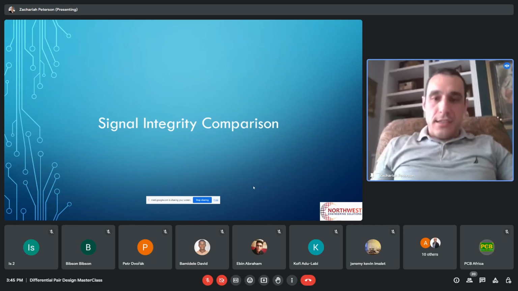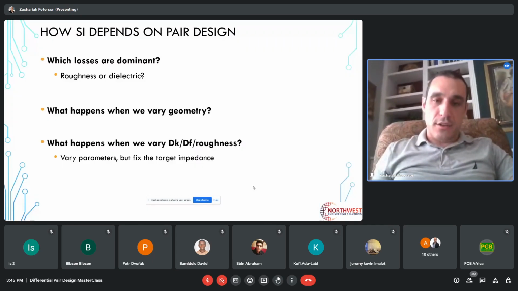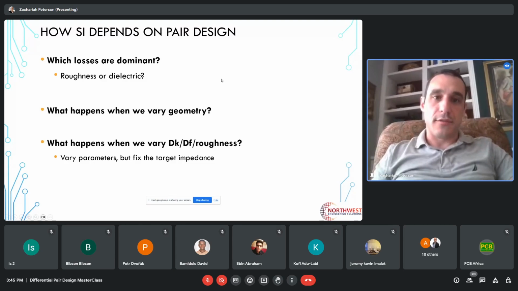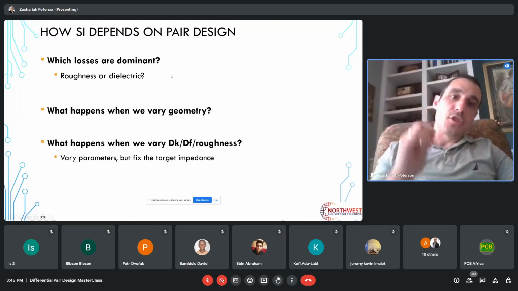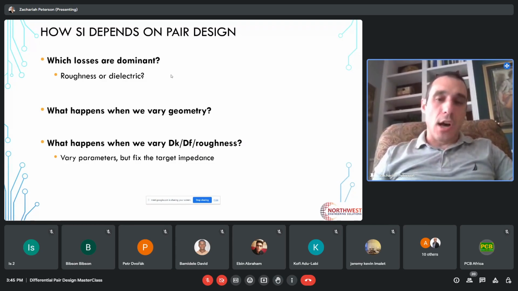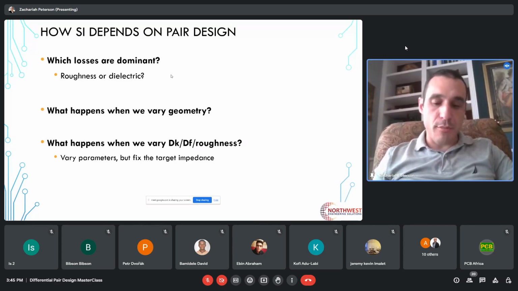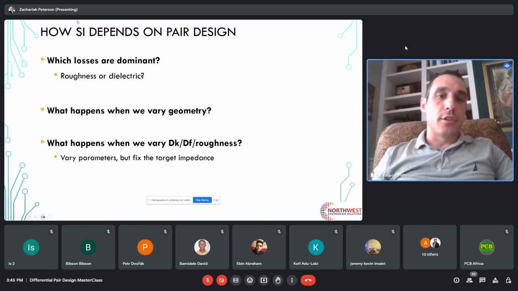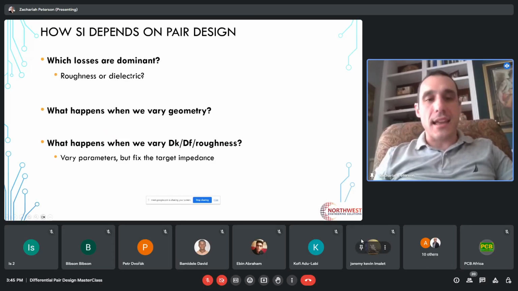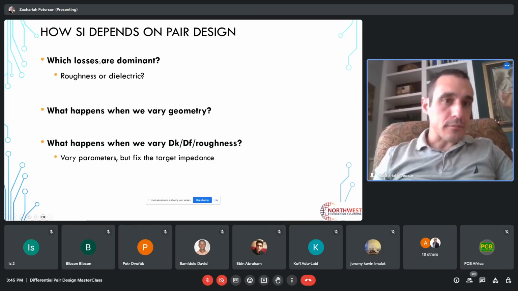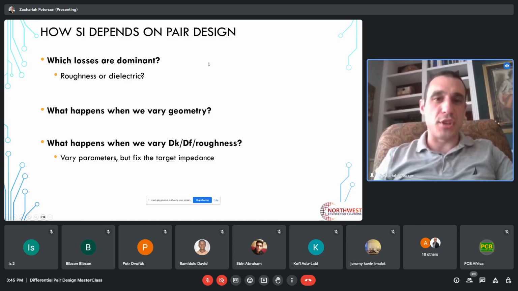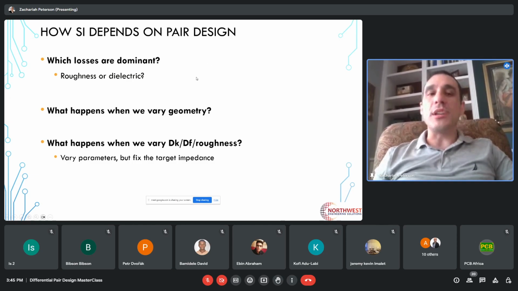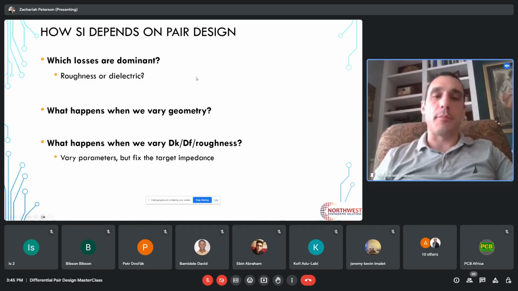Next, let's look at some signal integrity comparisons across different situations with differential pairs. So, differential pairs have losses. I outlined the two main sources when I was talking about the RLCG model, and those losses are the roughness and the copper. So the copper has some resistance because it is not a perfect conductor, and then the dielectric has some losses as well. So which of these losses are dominant? Which ones do we really need to care about? When do we need to switch from very rough copper to very smooth copper?